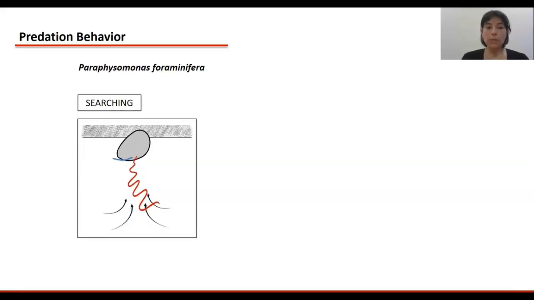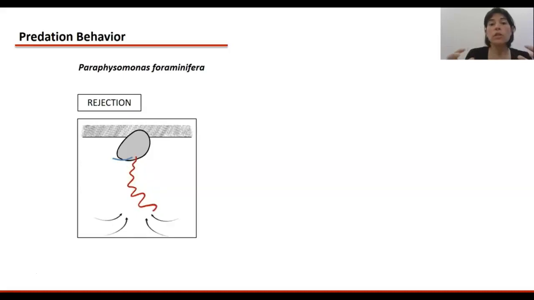Paraphysomonas foraminifera attaches to the surface by some plasma thread and has 2 flagella. One is long and beating, creating the feeding current, and the other one remains inactive while it's searching. When it comes in contact with a prey, the long flagellum hooks over and starts beating at a higher frequency, and the shorter flagellum also becomes active, and by the interaction of these 2 flagella, they retain the particle.